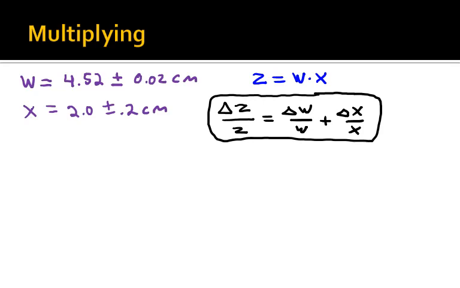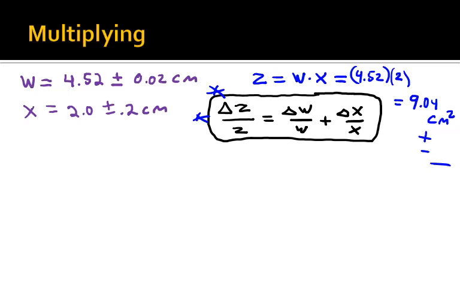And so what we want in this case, w times x, if we actually just calculate that, that's going to be 4.52 times 2. In that case, we get 9.04. But, and that's centimeters squared, right? But how precise is that? It's plus or minus what? How much bigger, how much smaller can it be? And that's where we're going to need this.